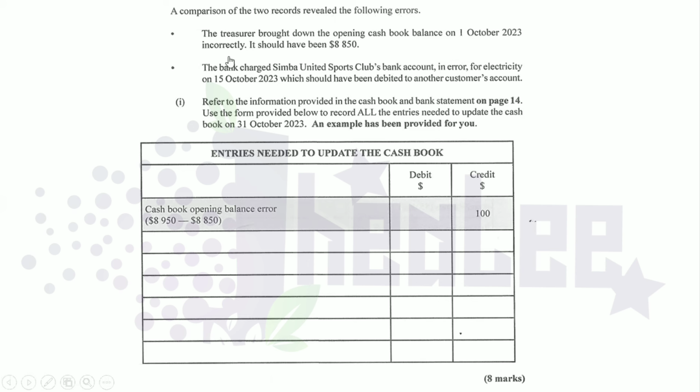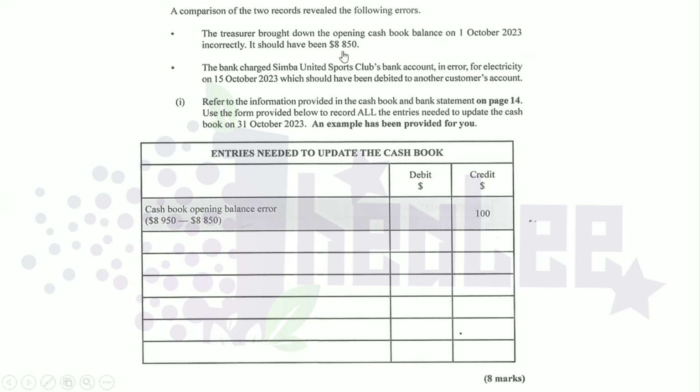The treasurer brought down the opening cash book balance on October 1st, 2023 incorrectly. It should have been $8,850. Now, if you looked at question 1, you would notice that candidates were tested on correction of errors, and correction of errors is also in this question as well.